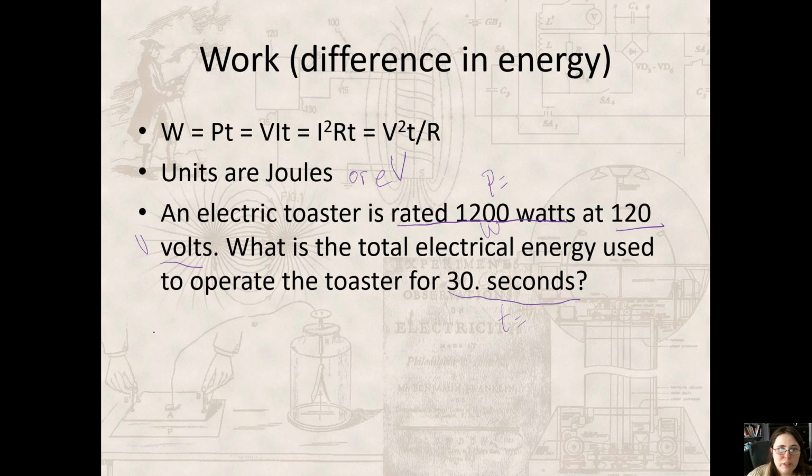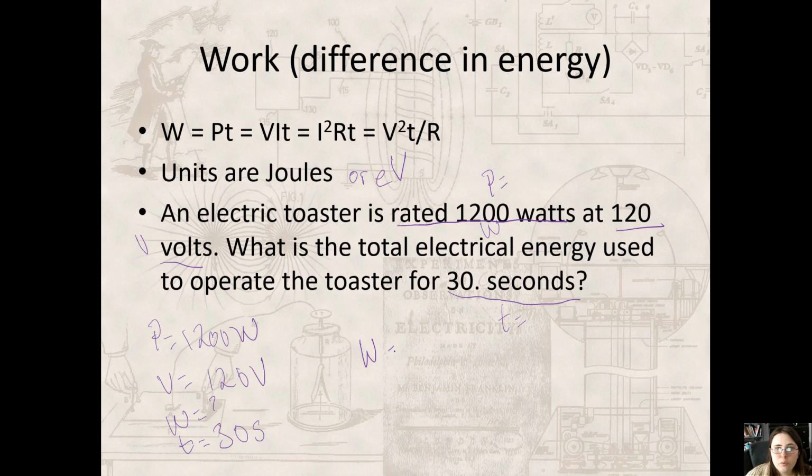Okay, so we know that the power is 1200 watts. The potential difference is 120 volts. The work or total energy is what we're looking for. And the time it's operating in is 30 seconds.